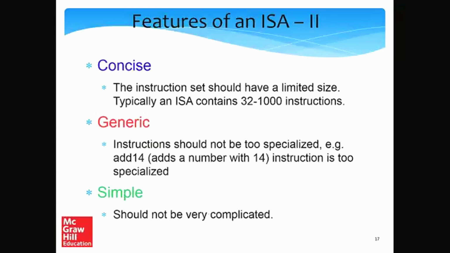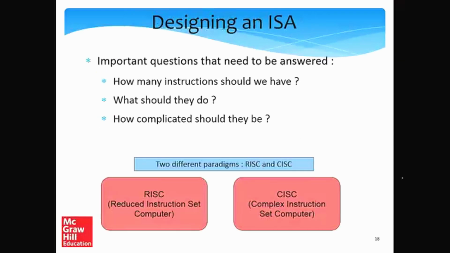But the instruction should not be extremely complicated. Now let's come to designing an ISA. So we already know that an ISA should be complete, concise, generic, and simple. Completeness is a necessary criteria. Being generic and concise and simple, they are very subjective criteria. So there is a massive leeway there.